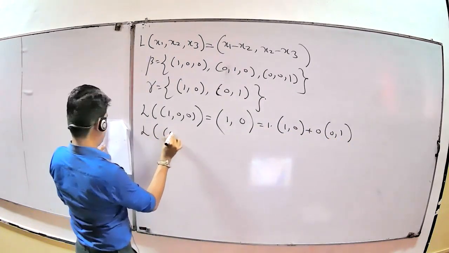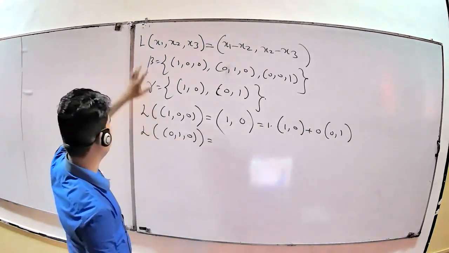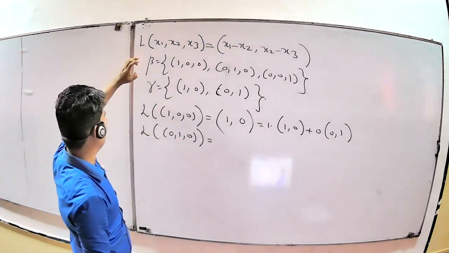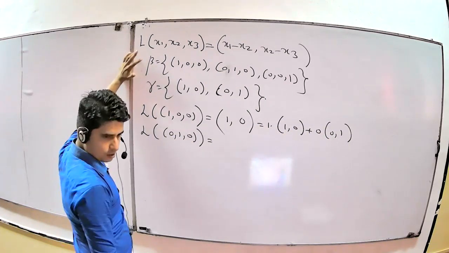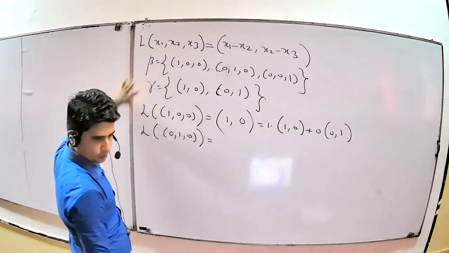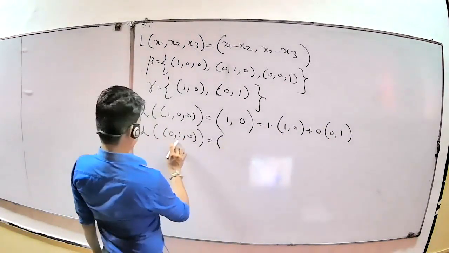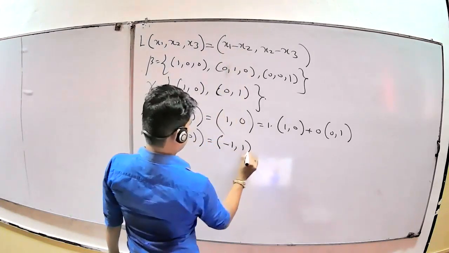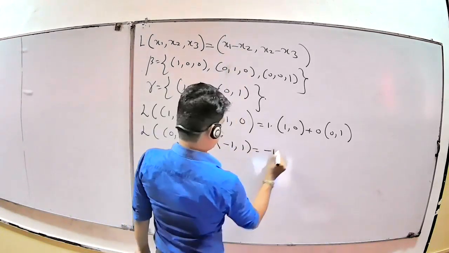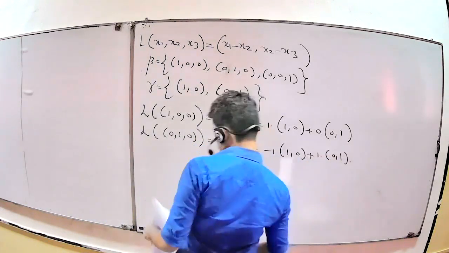L of 0, 1, 0. In this question they didn't mention any specific ordered basis beta and gamma. Therefore, we can use the natural ordered basis, here beta and here gamma. Here x2 is minus 1, 1. Therefore, minus 1 times 1, 0 plus 1 times 0, 1.